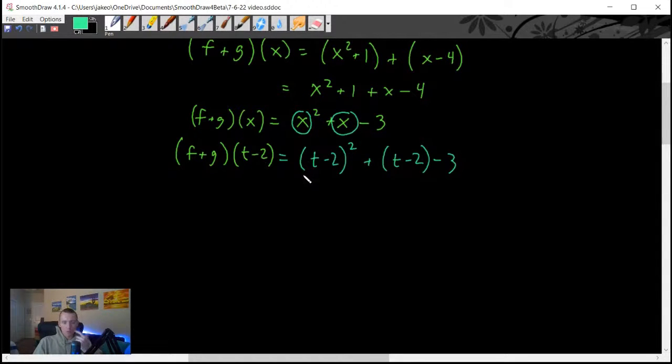Think about what squared means. Anything squared is the same as saying that thing times itself, right? x squared is the same as x times x. 2 squared is the same as 2 times 2. Anything squared is itself times itself.